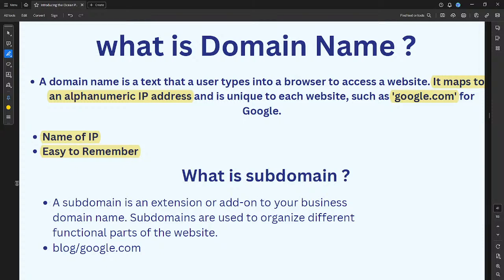Now, what is a subdomain? A subdomain is simply an extension or an add-on to your business domain name. Subdomains are used to organize different functional parts of the website. For instance, you have this as the domain name, and then this as a subdomain, which is blog.google.com, which could also be things like signin.google.com, or account.google.com, whatever it is. So that is what a subdomain is.